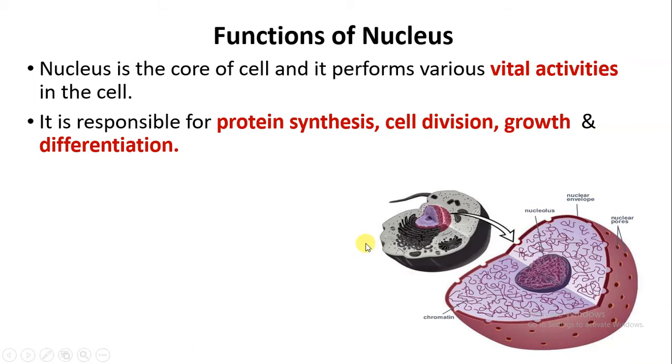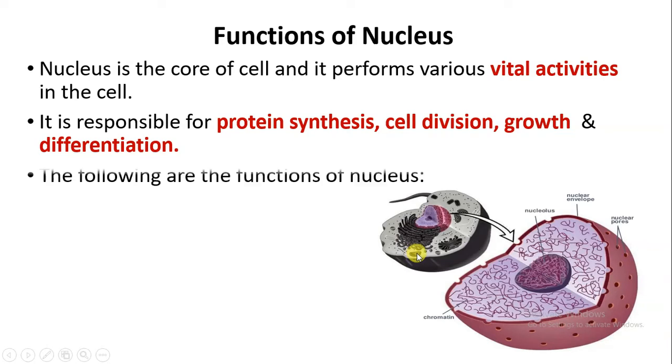Some of these vital activities are protein synthesis and the division of the cell. The cell may divide mitotically or meiotically. Then there are cell growth and even cell differentiation. These are some examples of the activities which take place in the cell, and they are controlled by the nucleus. Further, we will study the functions.